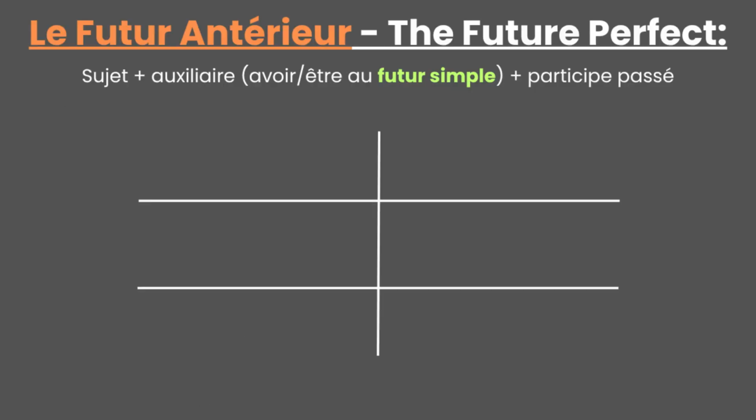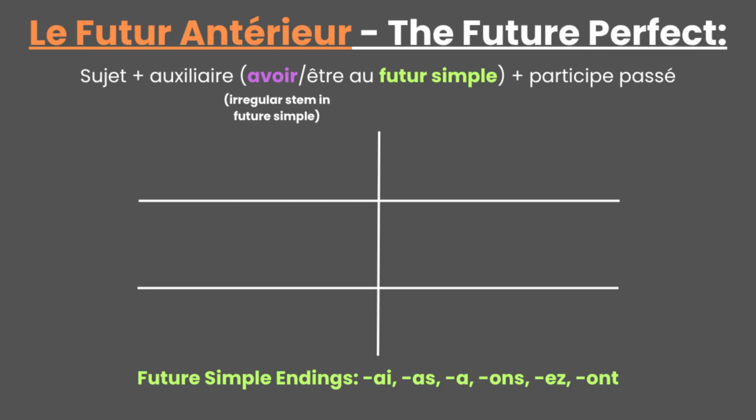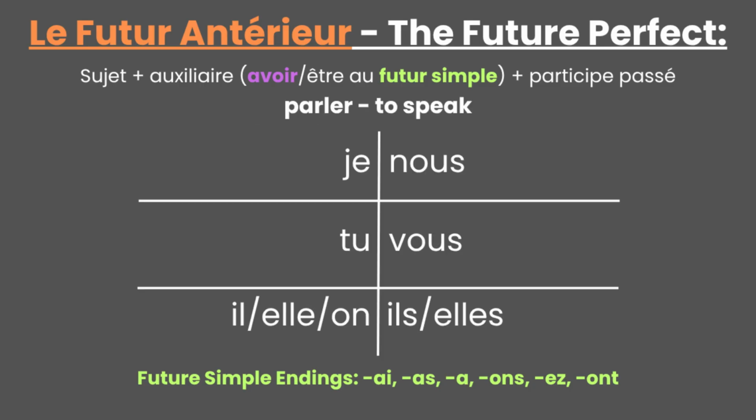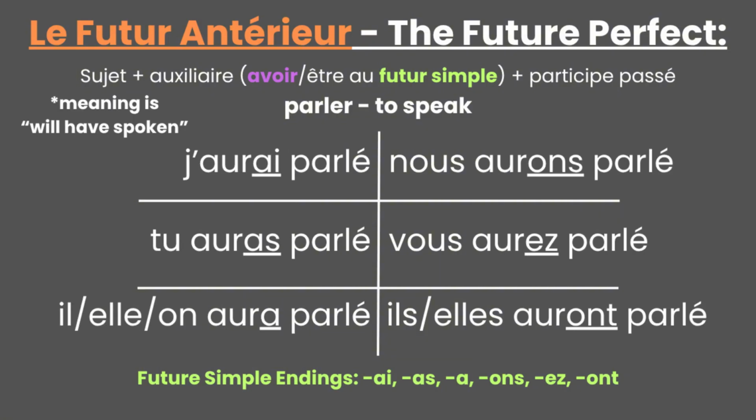When it comes to forming conjugations in this tense, most verbs will use avoir as the auxiliary, which will have irregular conjugations in the future simple tense. Generally, only knowing the irregular stem is sufficient, because future simple endings are used for all types of verbs. So, if we take a verb like parler, to speak, we'll use a subject, future simple conjugations of avoir, and a past participle of parler. You should know that participles can have many irregular forms, which again, I showed in my compound past video, so explaining them here is unnecessary.